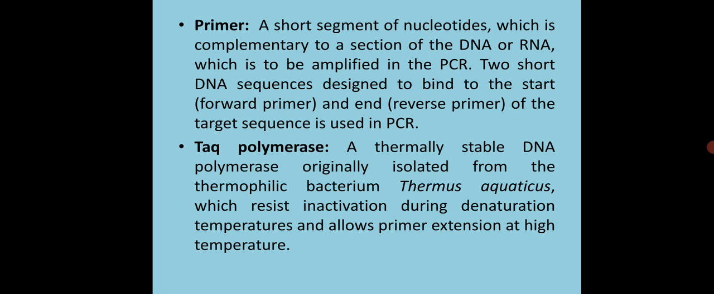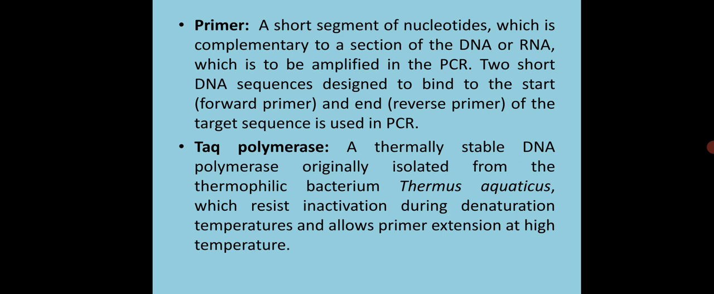First one, primer: a short segment of nucleotides which is complementary to the section of DNA or RNA which is to be amplified in the PCR. Two short DNA sequences designed to bind to the start and end of the target sequence are used in PCR.